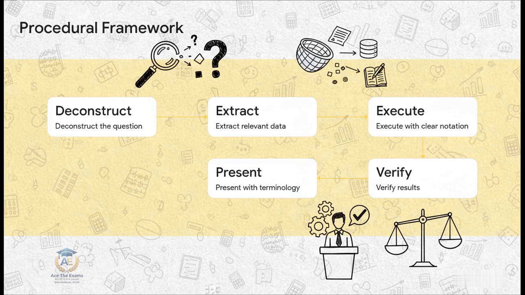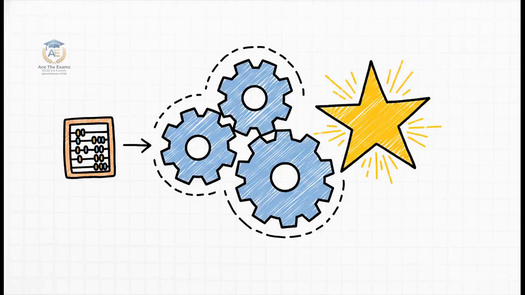Fourth, verify your results, always double-check. And fifth, present it all using the correct accounting terminology. By showing clear working and using proper formats, you aren't just doing math. You are developing essential professional skills that examiners heavily reward. And that sequence we just talked about, that is the backbone of the method mark strategy. Basically, process equals points. Systematic processing is everything here.